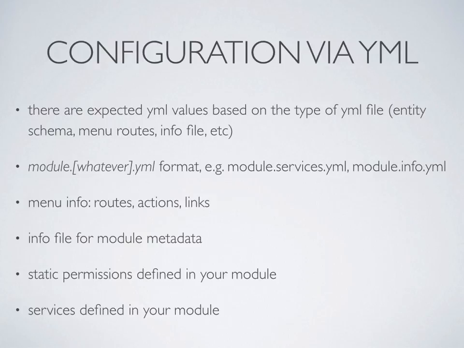So what are types of YAMLs that you can find? Well, you can find things like routes and actions and links in your module. You can also find your info file, which is metadata, right? So that's all YAML based. And then we have things like static permissions that are defined for your module. Those are also YAML. And services, like we talked about, the services.yaml file. That's how you register a service, a custom service that you've written for your module.